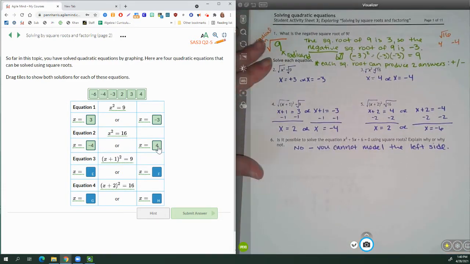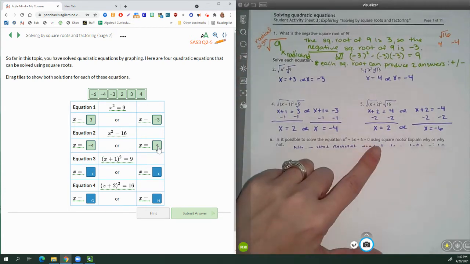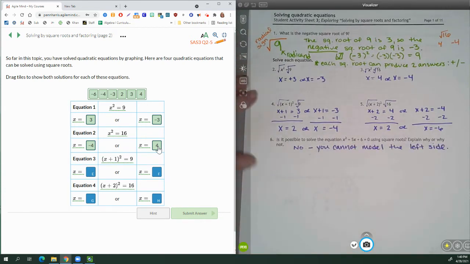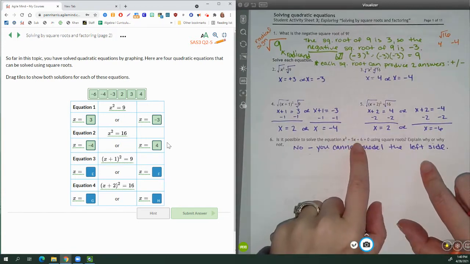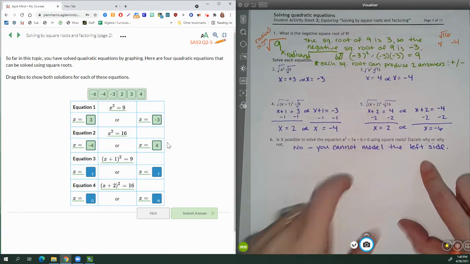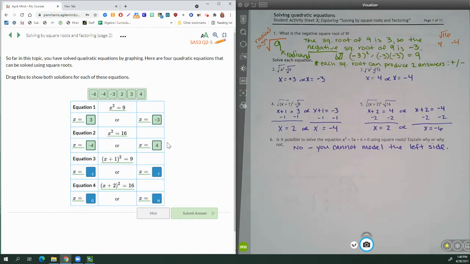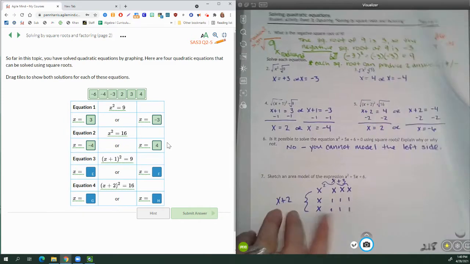Going on, is it possible to solve this equation using square roots? And the answer is no, it's not, because we cannot model that on the left-hand side. These are not perfect squared numbers. Okay, go ahead and cross off number 7. We're going to go on to question number 8.